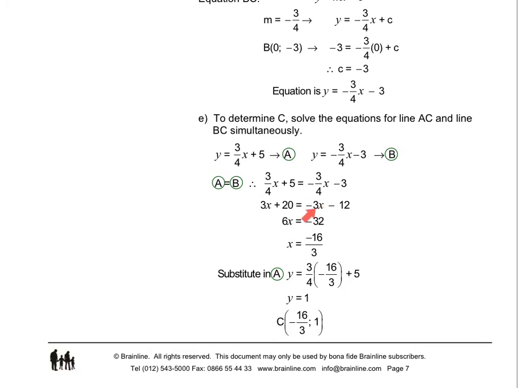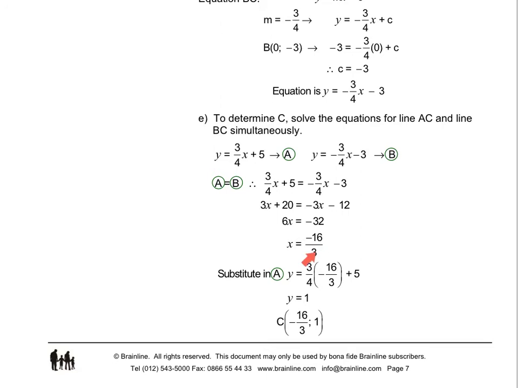If I then take my minus 3x to the left-hand side, it becomes a plus 3x. And therefore 3x plus 3x is 6x. If I take my 20 to the right-hand side, it becomes minus 20. Minus 12 minus 20 gives me minus 32. To get x alone, I have to divide both sides by 6. 6x divided by 6 is x. Minus 32 divided by 6 gives me a simplified fraction of minus 16 over 3.